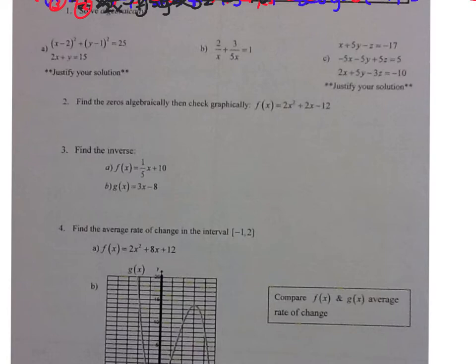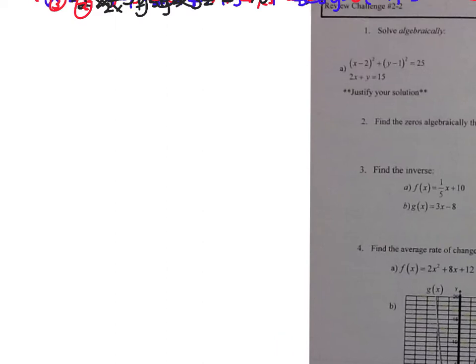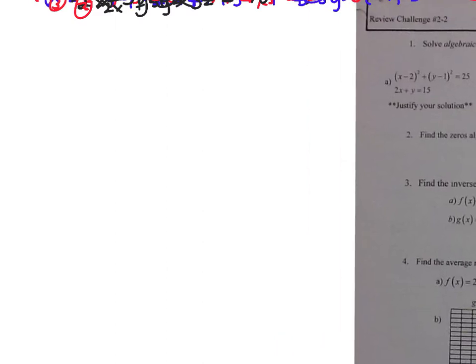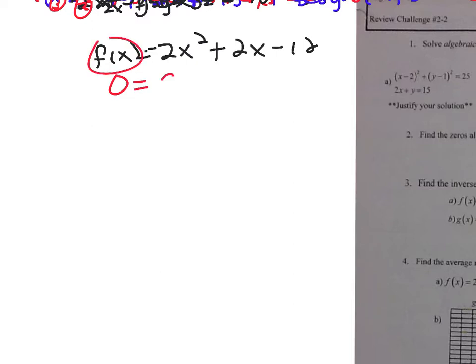Okay, so number 2 says find the zeros algebraically and then check graphically. All right, so remember the zeros are where it crosses the x-axis. So my equation is f of x is equal to 2x squared plus 2x minus 12. Finding the zeros means your y value is 0. So I set the y value equal to 0.